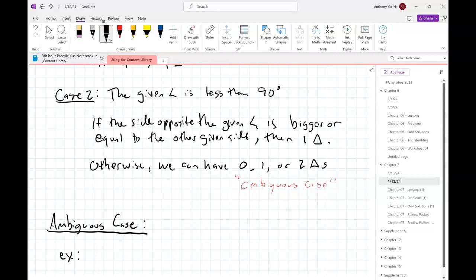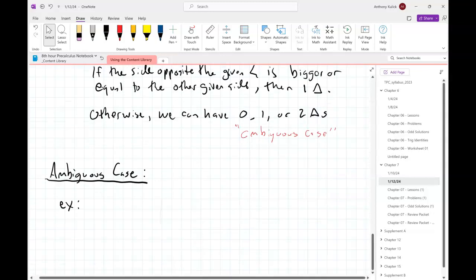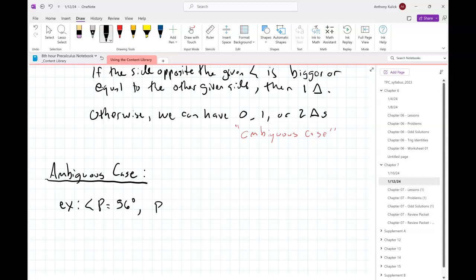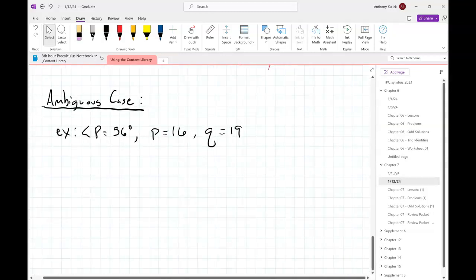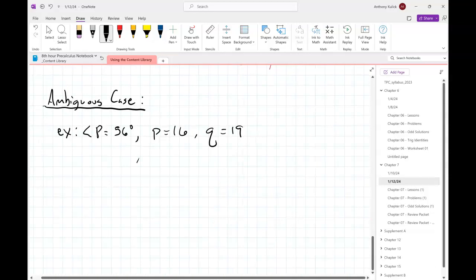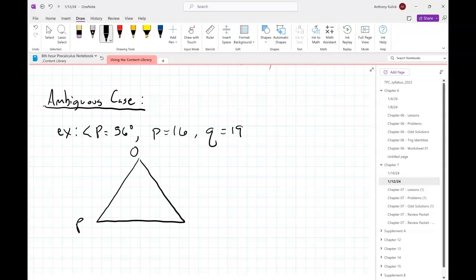Let's look at an example. I'm going to do a specific numeric example to walk us through how we do this. So let's say we have angle P is 56 degrees, side P is 16, and side Q is 19. I'm going to start the same way. I'm going to draw and label a picture. So P, Q, R. I'm going to draw in the measurements that I'm given.